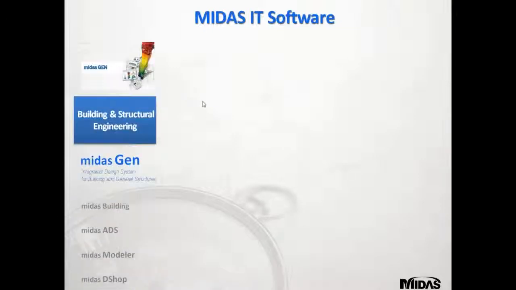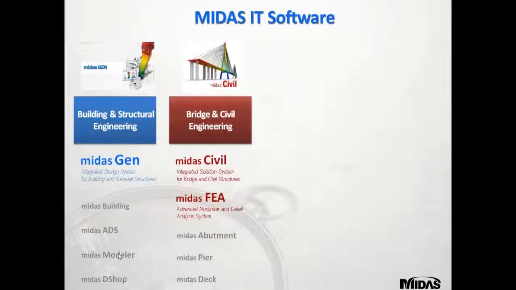The first one is for the building industry. It is called Midas Gen, and it is composed of several software for the building, and Modular and D-Shop. I will explain later what it is. Second one for the bridges. So these are all industries of Midas. Midas has a software called Midas Civil, which is very strong to simulate all kinds of bridges.